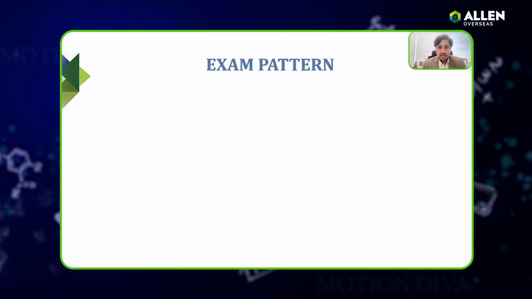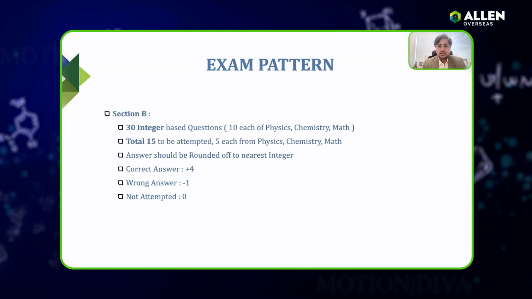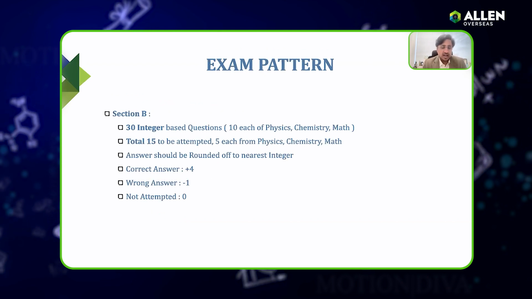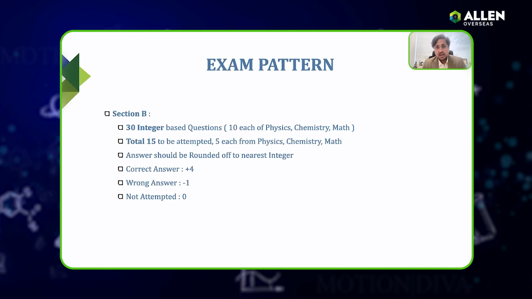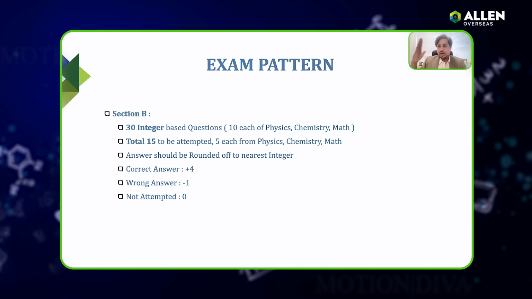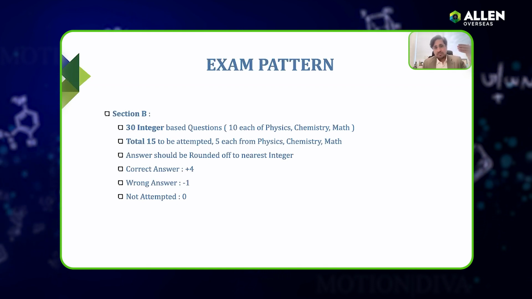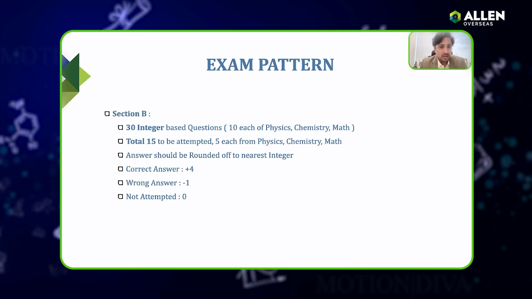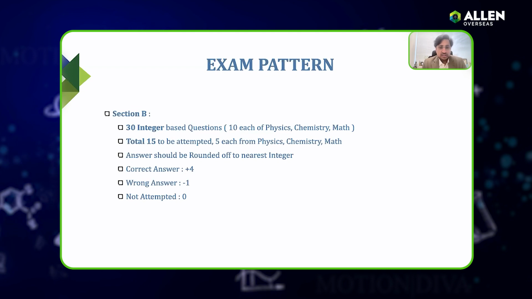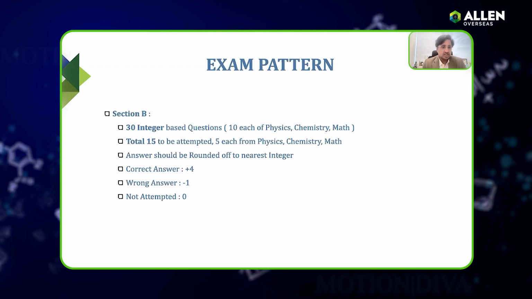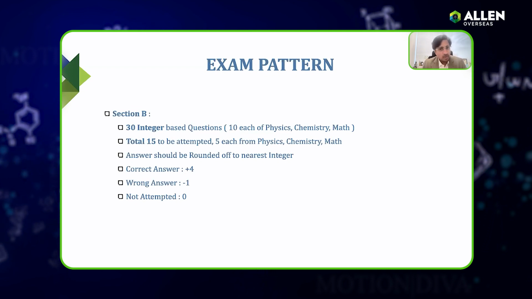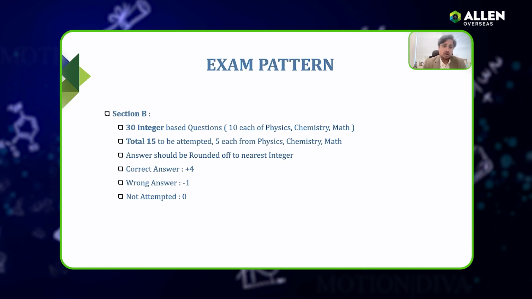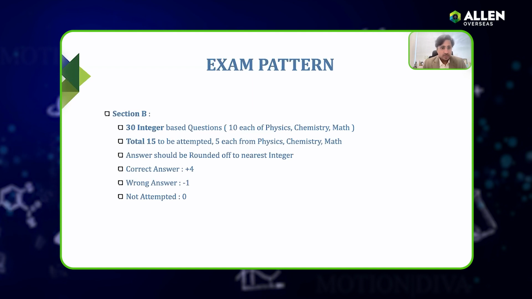Then section B will have numerical based, integer based questions, 10 each in physics, chemistry, and maths, of which a total of 15 are to be attempted, 5 from physics, chemistry, and maths. So that makes it 60 from section A and 15 from section B. That makes it 75 questions you have to attempt in these 3 hours. Answers should be rounded off to the nearest integer. Again, correct answer 4 marks, a wrong answer will fetch you -1, and not attempted will give you 0.